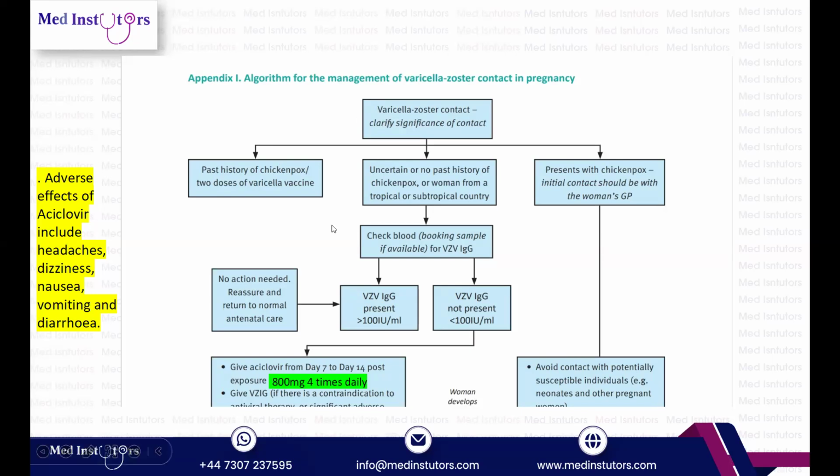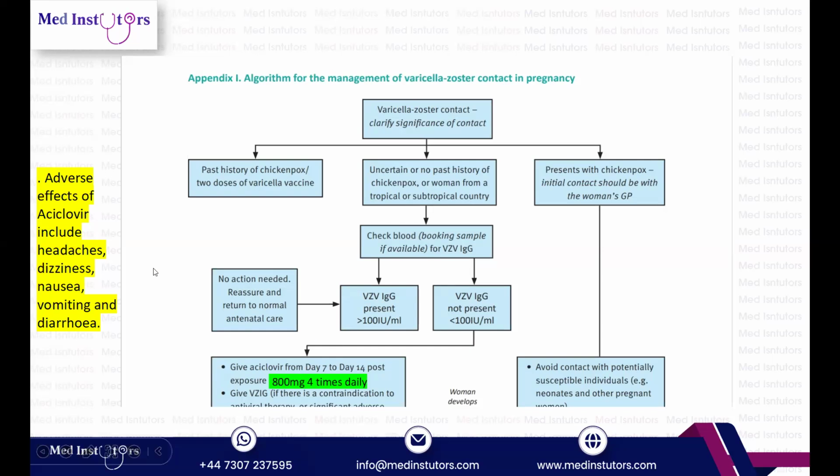Okay, so first, if we read this algorithm, we find that if there's a contact with varicella zoster, then clarify the significance of contact that we read in the previous slide. If they have a past history of chickenpox or had 2 doses of vaccination, reassure. But if she is uncertain, has no past history, or is a woman from a tropical or subtropical country, go ahead and check the levels of IgG. Okay, greater than 100, reassure and return to normal antenatal care. But if it is less than 100, go and get the treatment.